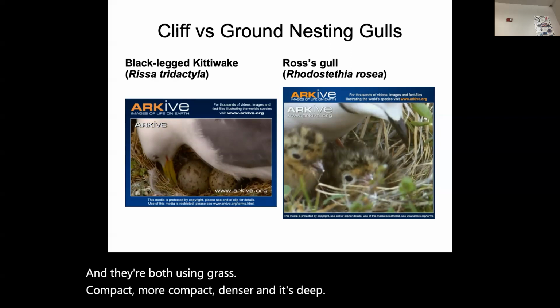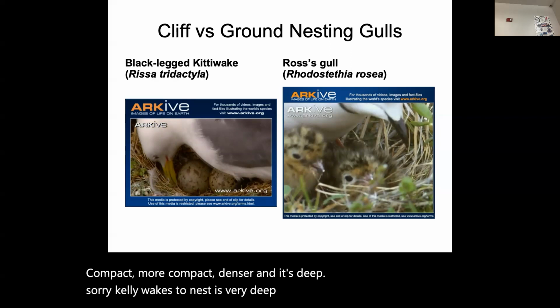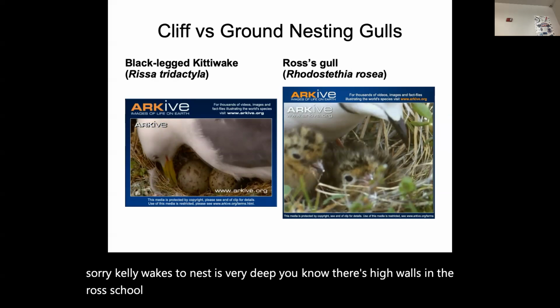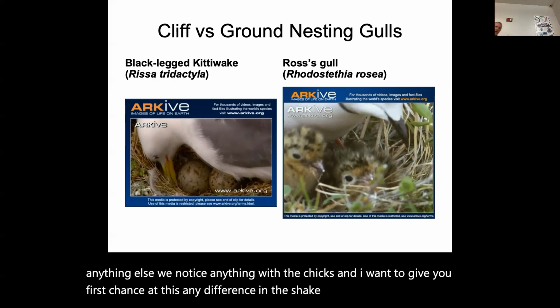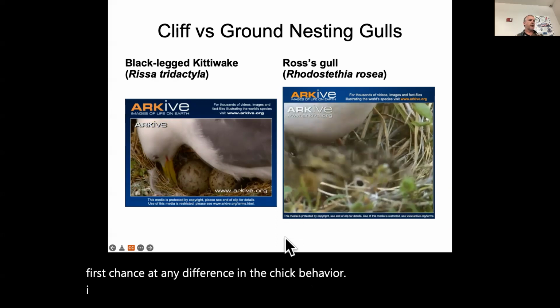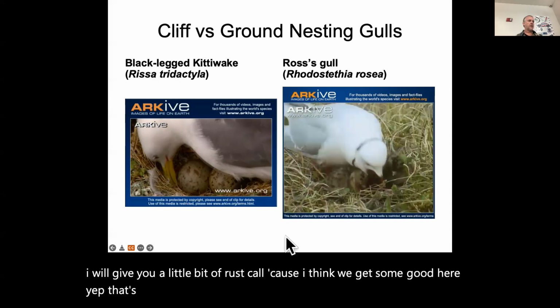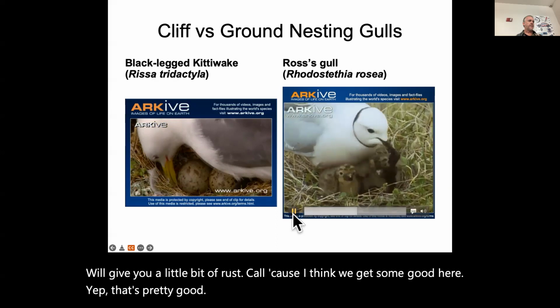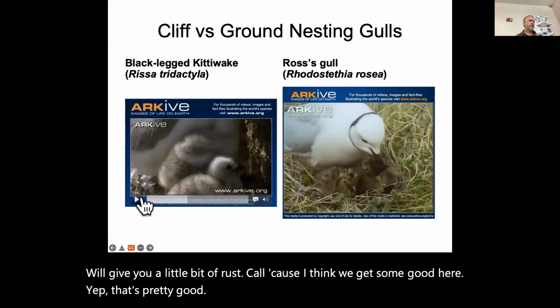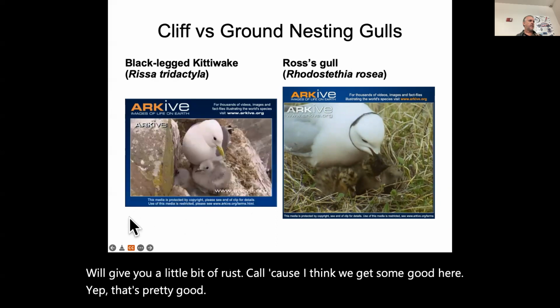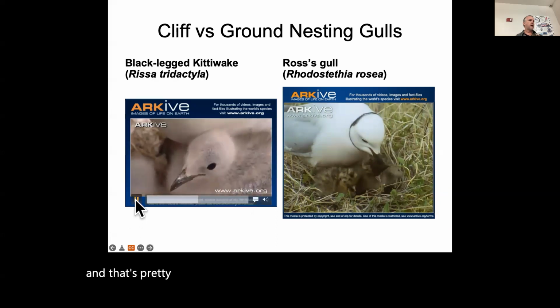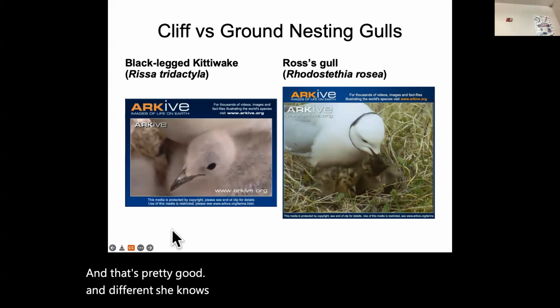So in the kittiwakes, the nest is very deep. You know, there's high walls. In the raw skull, the nest is more cup-shaped, more flat, kind of a saucer type shape. Anything else we notice? Anything with the chicks? And Audrey, I want to give you first chance at this. Any difference in the chick behavior? I'm going to give you a little bit of raw skull because I think we get some good here. Yep, that's pretty good. Any difference you notice between them there?